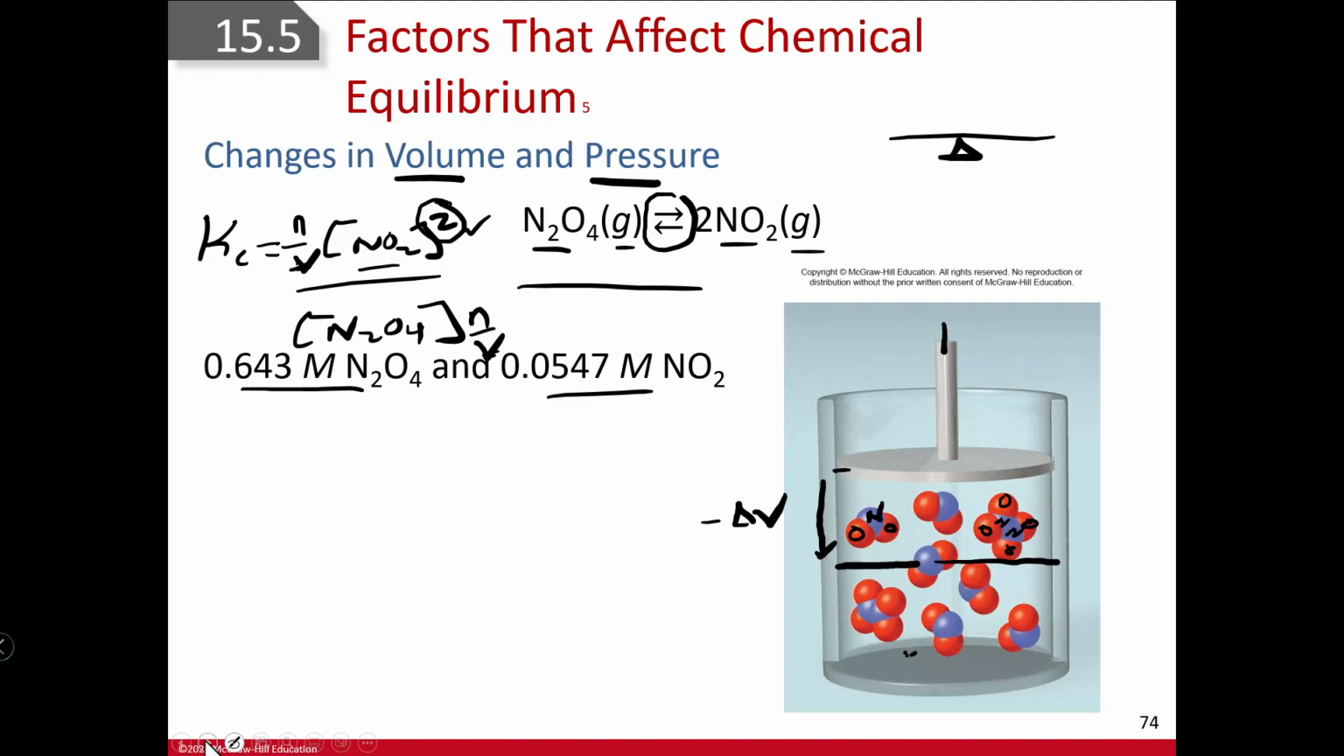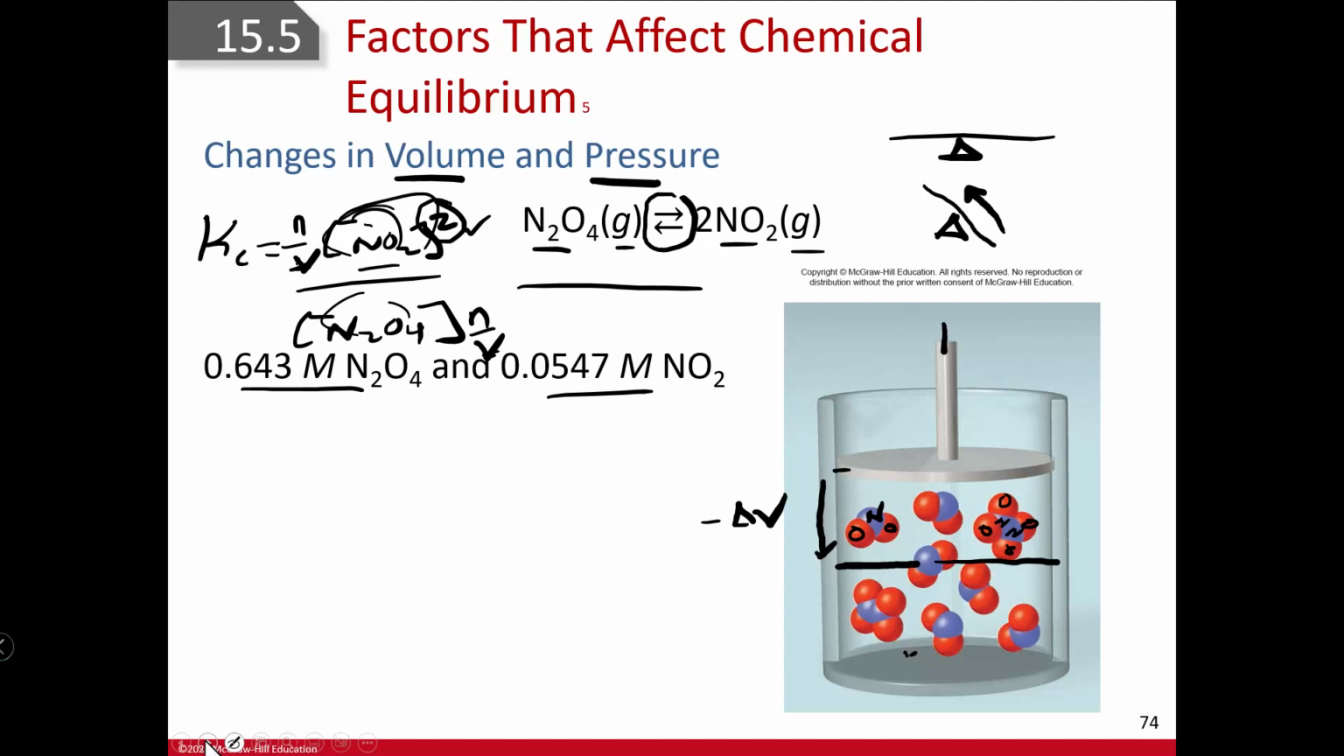And they're both gases. So that's going to cause this to go like that. The seesaw is going to be bent down like this, because as this volume decreases, this concentration is going to be squared, and that's going to be larger than what we have going on down here that's not squared. So the reaction is going to have to shift to the left to get back to equilibrium.